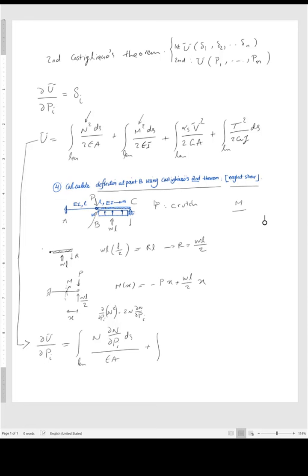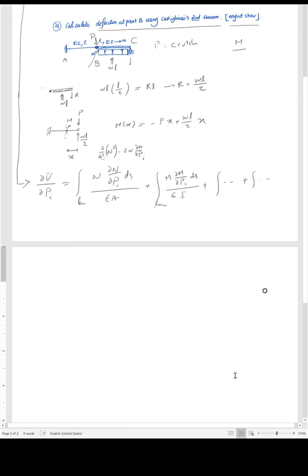Similarly, for m, it becomes m partial pi over ei plus, well, you can get the ones for shear and torsion similarly.